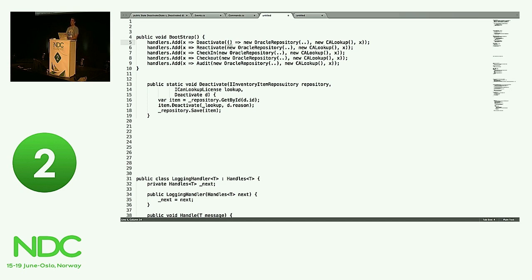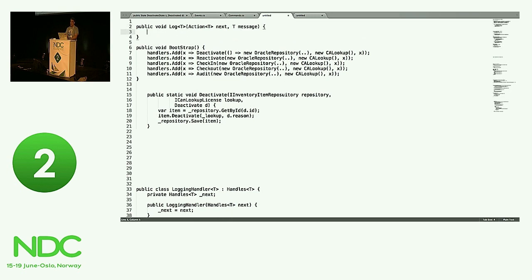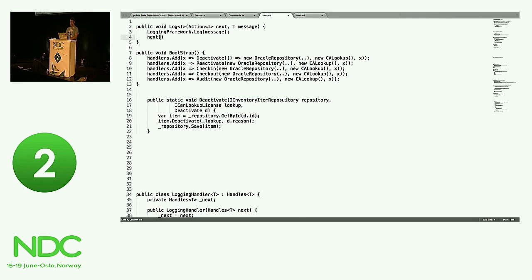I can even do the same kinds of things that we were looking at earlier with our logging handler. So for instance, I could say we've got a public void Log of T. It's going to take an Action of T, which will be our next, and it's going to take a T, which is our message. And here we would say LoggingFramework.Log, and we're going to pass our message. And then what we might say is something along the lines of next(message). And then I could basically compose any of these methods by wrapping Log of T around it. Now you have a logging handler that also does something else.